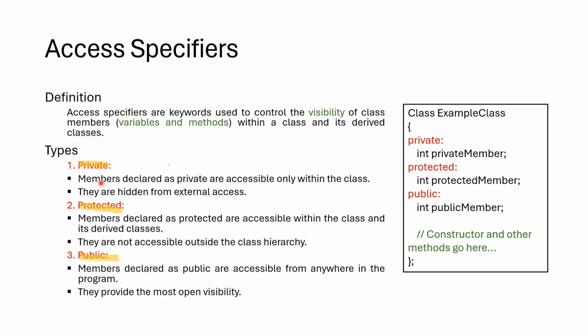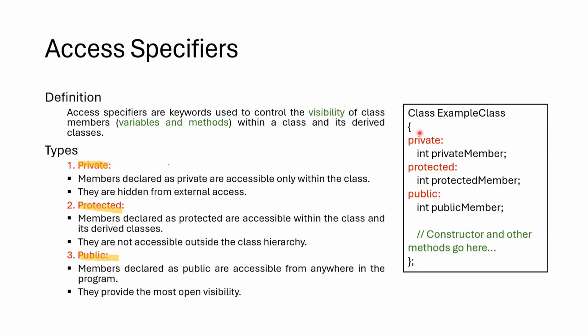In private, the members declared as private are accessible within the class and are hidden from external access. In protected, the members declared as protected can be accessed within the class and its derived classes, and cannot be accessed outside the class hierarchy. In public, the members declared as public are accessible anywhere in the program. It means they are visible to all the class members.